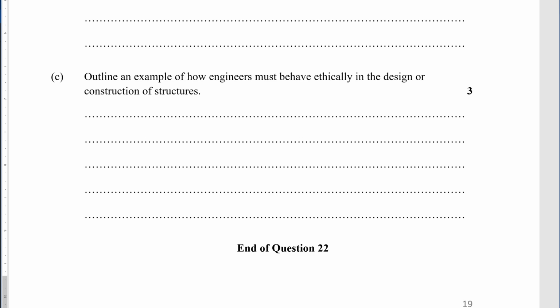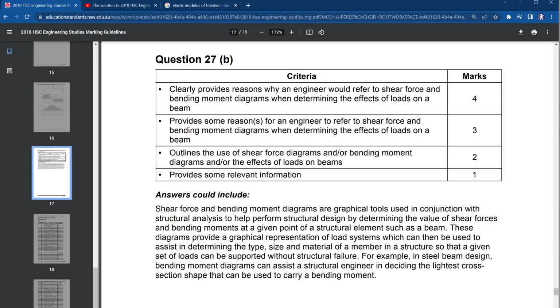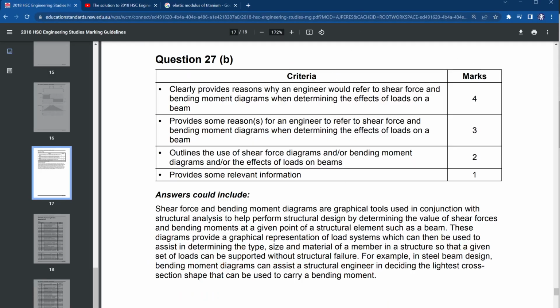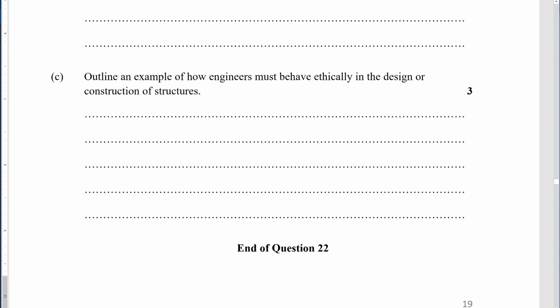If we looked at the other ones, how engineers must behave ethically, I just want to click back to... Okay. Practice competently. Engineers should only work on designs where they have sufficient training and experience to do so. So a structural engineer might be asked to design a water pipe, and they might say, well, it's not really something that I've done. I haven't done it for a long time, but I don't want to lose this client, so I want to keep them happy, so I do the design. That might be an example of someone not working within their area of expertise.